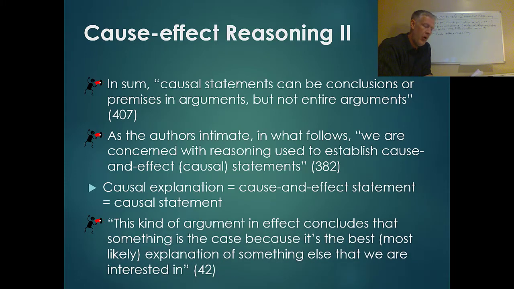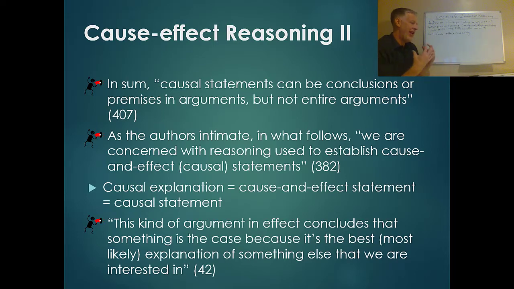As they put it on page 42, the type of argument we're discussing here, type 4, category 4. Quote, this kind of argument in effect concludes that something is the case because it's the best or most likely explanation of something else that we're interested in, end quote. Right? So we're sort of inferring what the cause might be of an effect that we see, right, based on a certain sort of reasoning process, which we'll outline here in more detail. So that was from page 42.